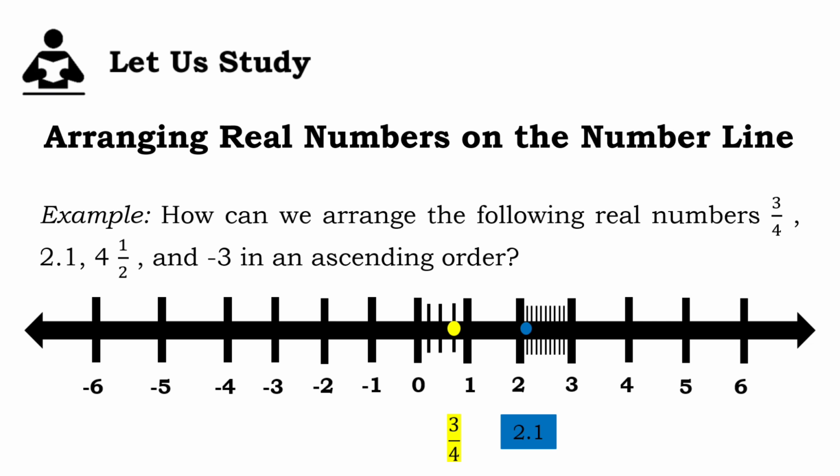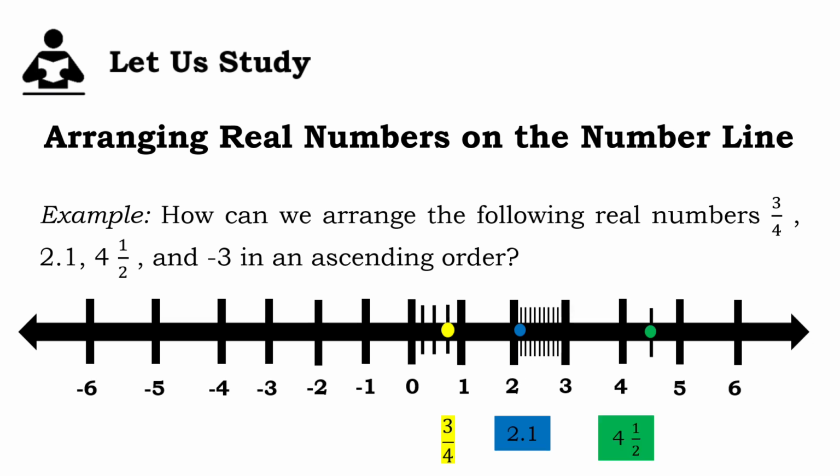Let's proceed to 4 and 1/2. This time, we have the whole number and fraction. So we will find it between 4 and 5. Since our fractional part is 1/2, we just have to divide the space into 2 equal parts. So that means 4 and 1/2 is between 4 and 5. So the color green is the point where we can locate 4 and 1/2.